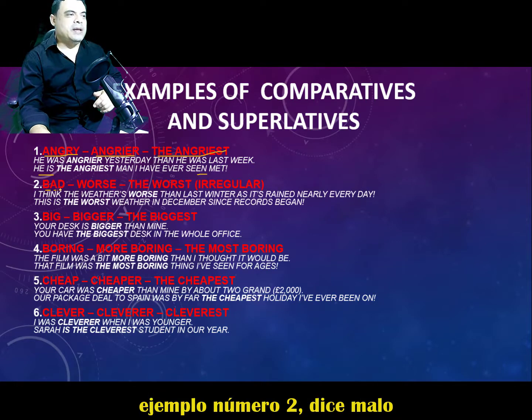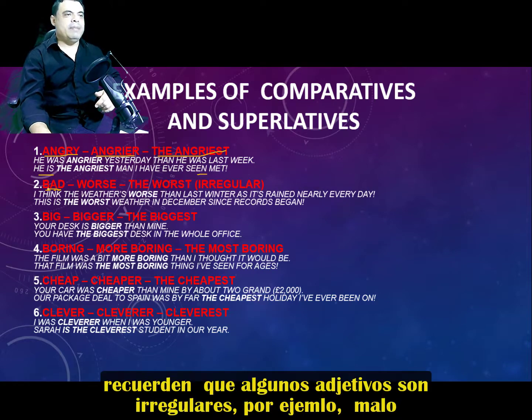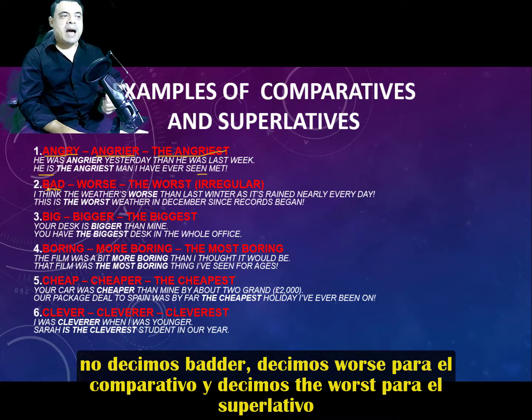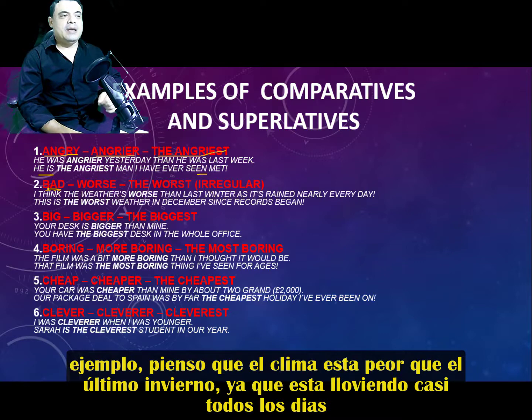Example 2, they say bad. Remember that some adjectives are irregular. For example, bad, we don't say badder. We say worse for the comparative, and we say the worst for the superlative. Example, they say, I think the weather's worse than last winter, and it's rained nearly every day.